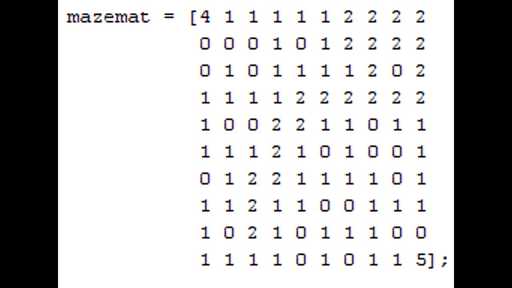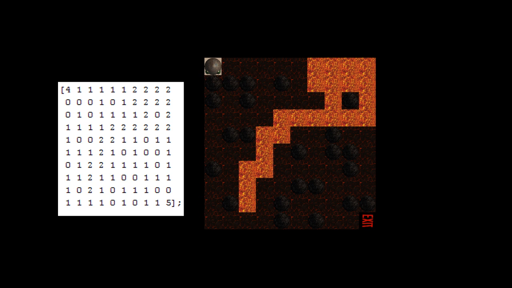So I wanted to give you guys a little bit of an idea of what I was talking about before. This matrix is what governs the maze. It's a variable called maze mat, and everywhere you see a 0 means an obstacle, those little spikes. Everywhere you see a 1 means a walkable path. Everywhere you see a 2 means lava, every time you see a 4 means the start, and the 5 is the end position. If we look at this next to the actual maze, you can see more clearly where everything matches up.